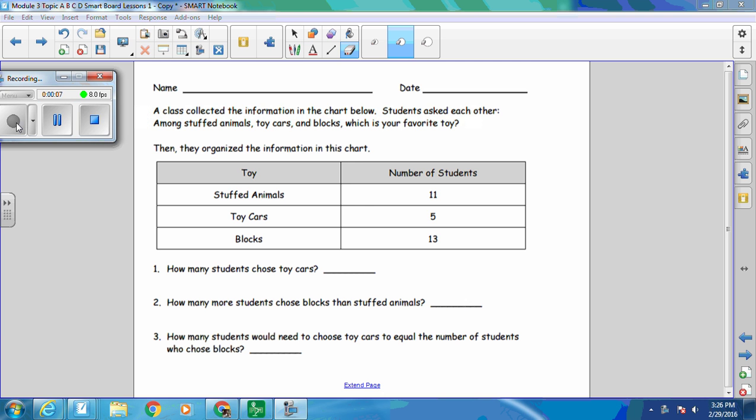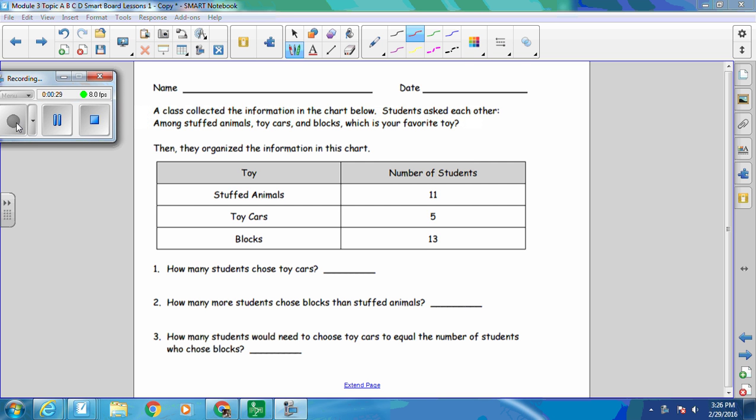Hello, parents. It's been a while since I sent homework home, and I didn't want to just spring it on you with no idea of what's going on. So what we've been doing is using graphs and tables to help us answer questions. And what we did today is we created our own tables.